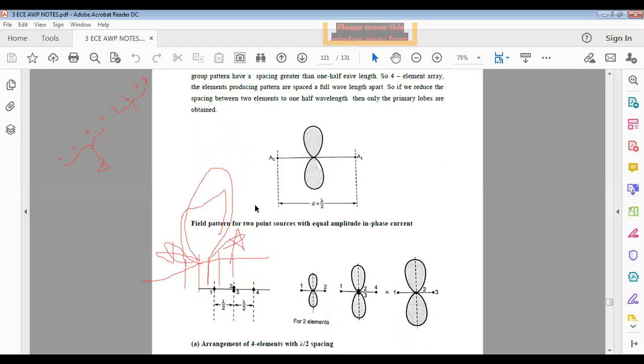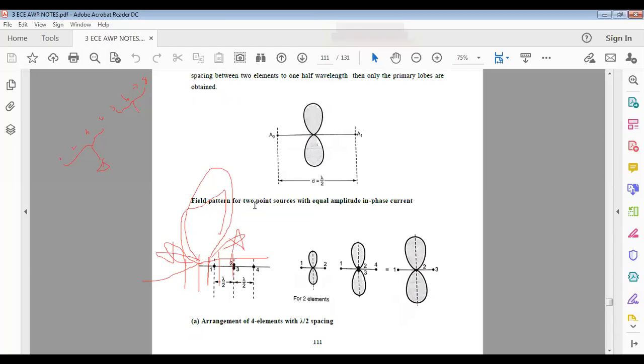See here. What they will do is reduce the length of lambda by 4 on either side. See here, again we consider the 4-point sources as 1, 2, 3, and 4. These 4-point sources are spaced apart at a distance of lambda by 2 each: lambda by 2, lambda by 2, lambda by 2.